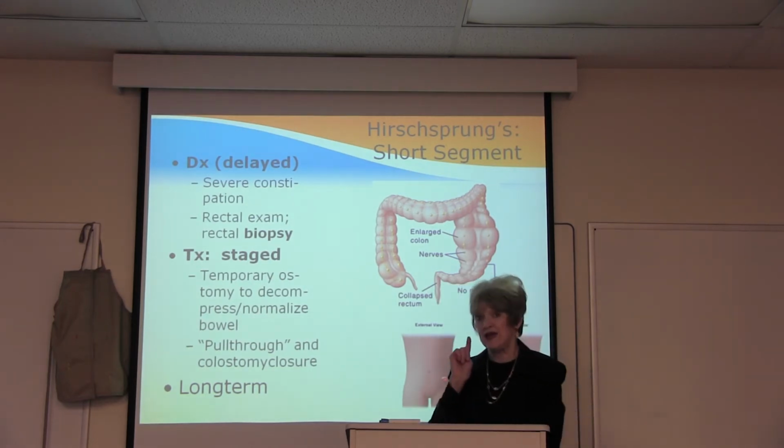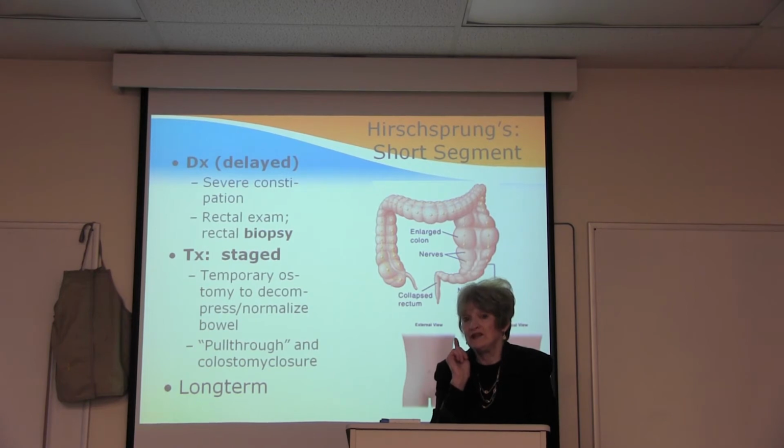But the one test that provides a definitive diagnosis is a rectal biopsy. You have to do a biopsy of the rectal wall, and you have to examine it under the microscope to see, are there any ganglion cells? Is this section of bowel denervated? If you have ganglion cells, then something else is going on. But if there are no ganglion cells, then that confirms the diagnosis of Hirschsprung's disease.